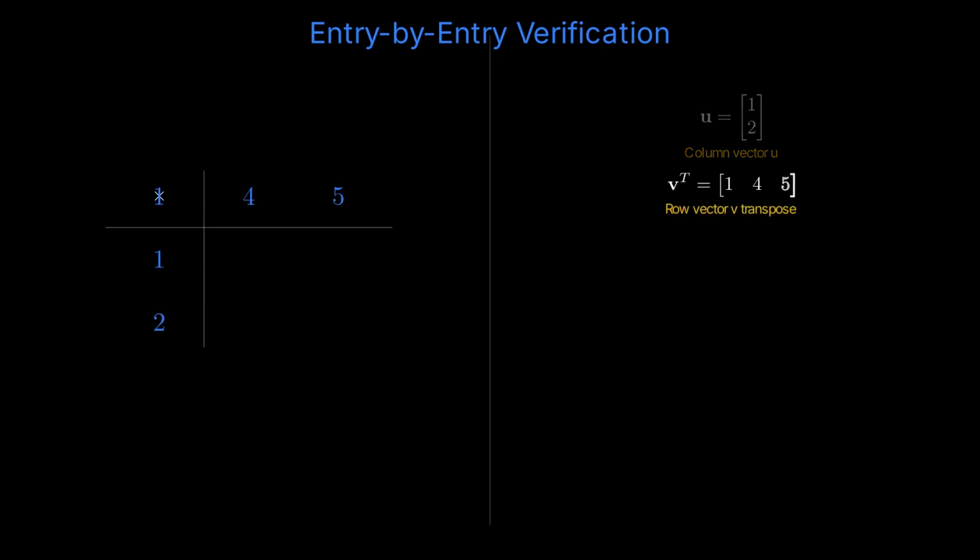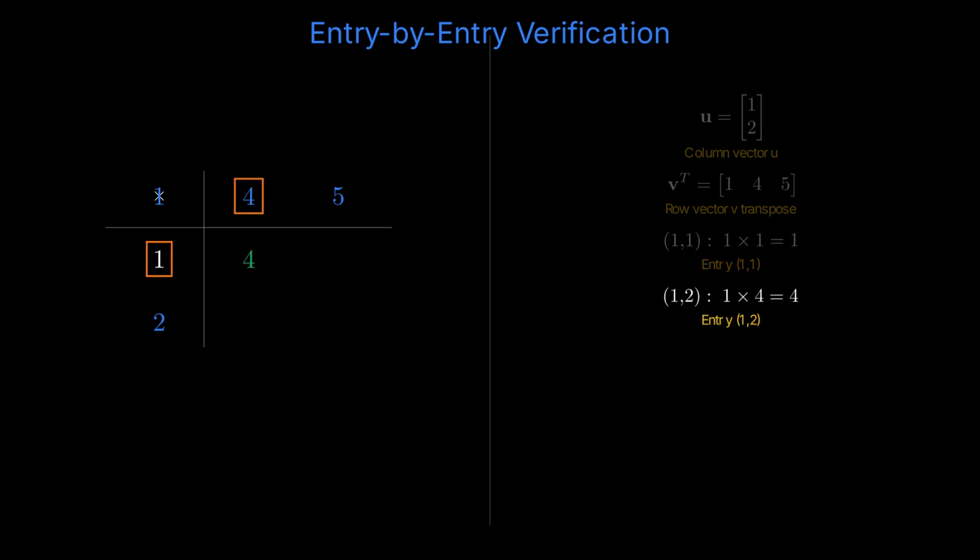Let's verify this entry by entry. U is the column vector 1, 2. V transpose is the row vector 1, 4, 5. We'll build the resulting matrix one entry at a time. Entry 1, 1. U sub 1 times V sub 1 equals 1 times 1, which is 1. Entry 1, 2. U sub 1 times V sub 2 equals 1 times 4, which is 4. Entry 1, 3. U sub 1 times V sub 3 equals 1 times 5, which is 5.